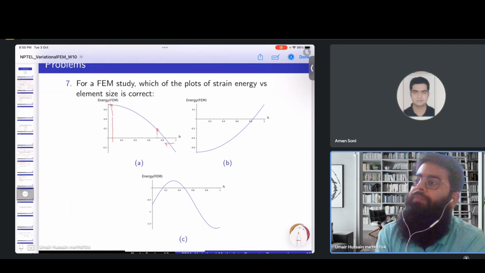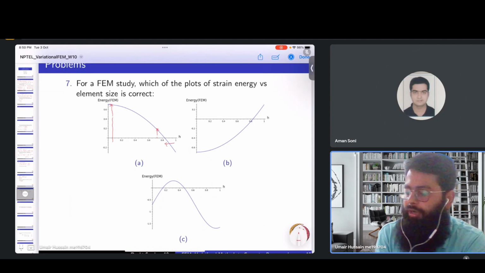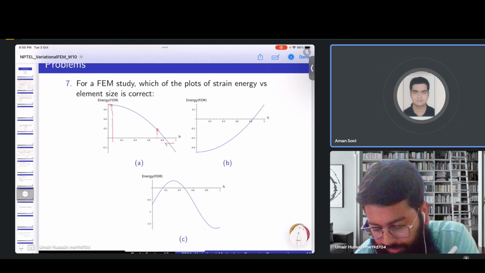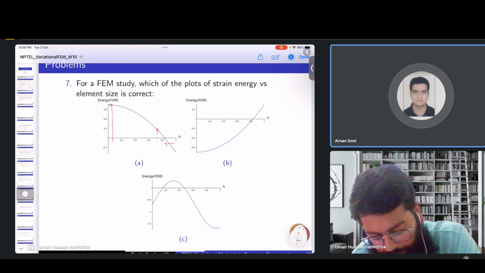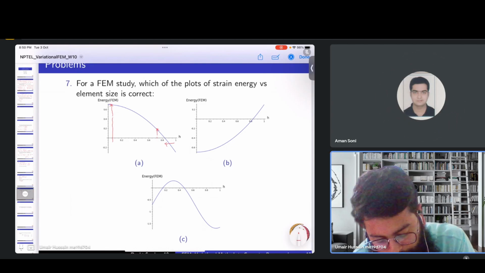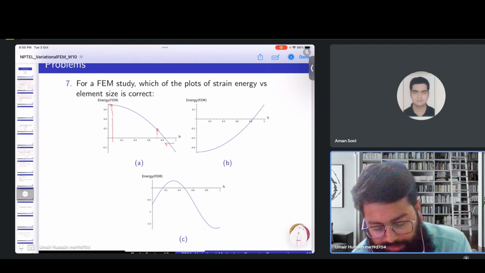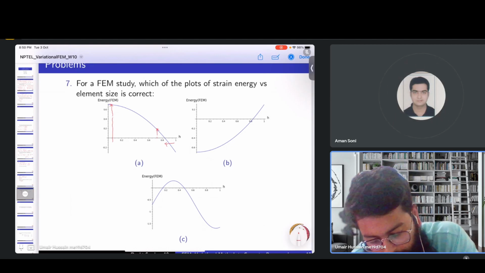That's not true, right? So the energy calculated by FEM should be greater than the exact solution, right? In the same way, plot C won't make sense because here the energy is fluctuating, going up and down. It should be monotonous. So our option is B.